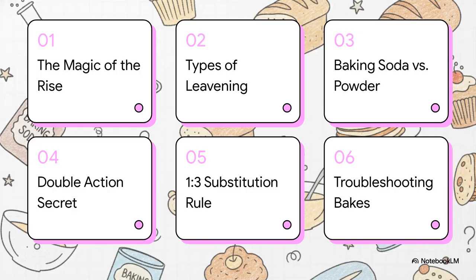So here's our roadmap. We'll quickly cover the magic of the rise, the 3 types of leavening, the baking soda versus powder debate, the double action secret, a really crucial 1-to-3 substitution rule, and finally, how to troubleshoot your bakes.